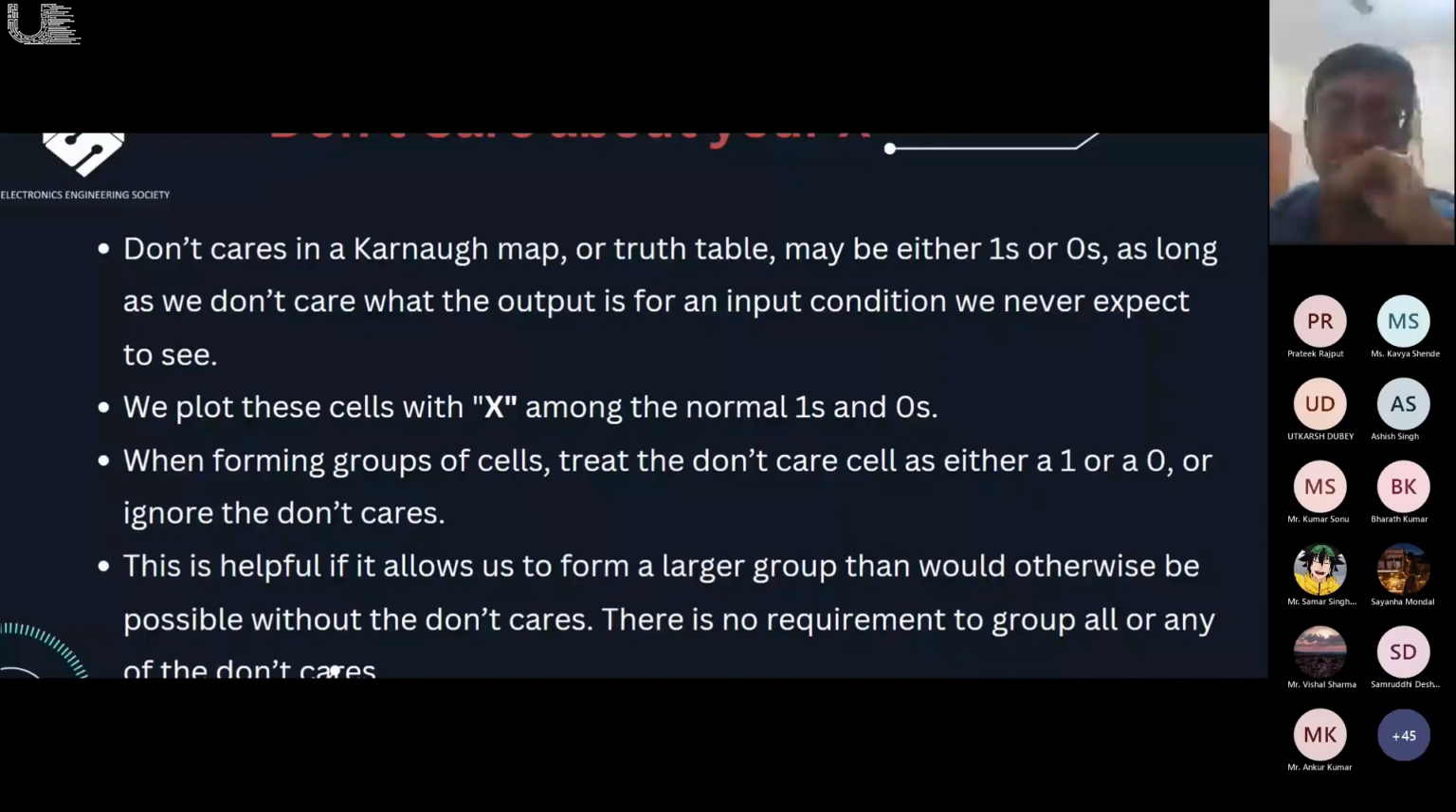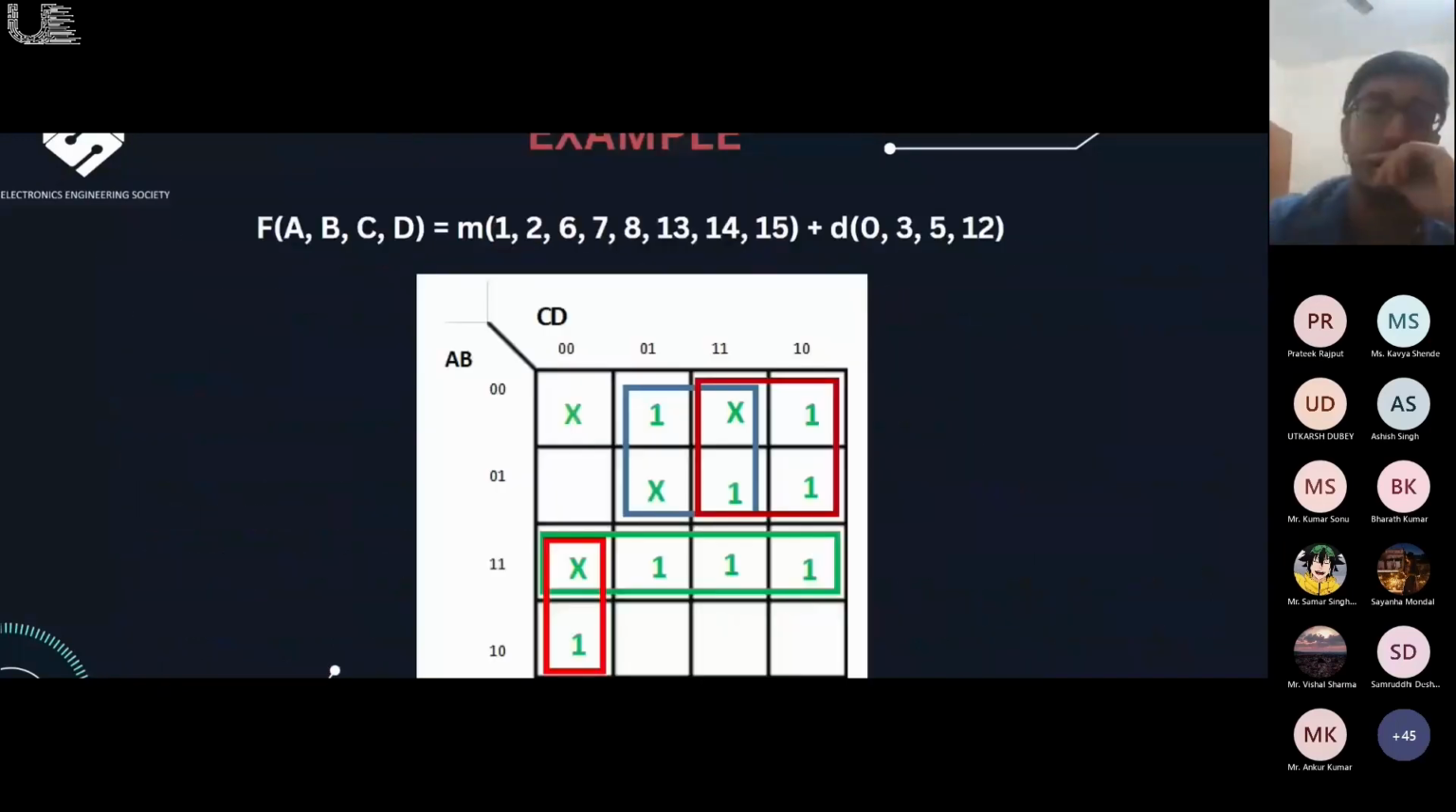So I'll give you an example again here. In this expression, you can see it's denoted by D. So if you see 0, 3, 5, and 12, they have been represented by an X in the map, right? 0, 3, 5, and 12. There are 4 X's in the map, and you can see they correspond to that.